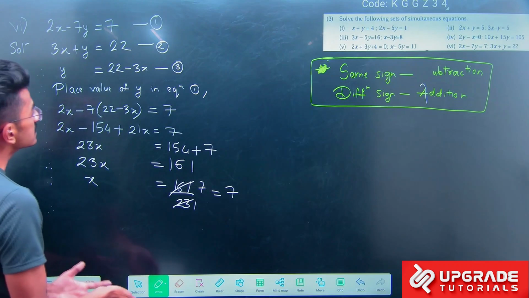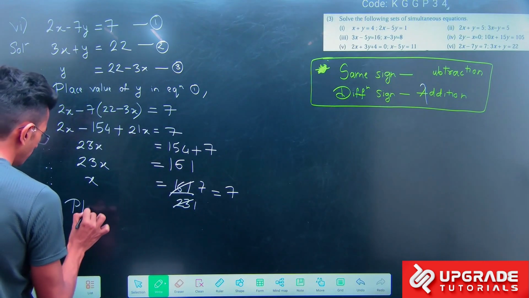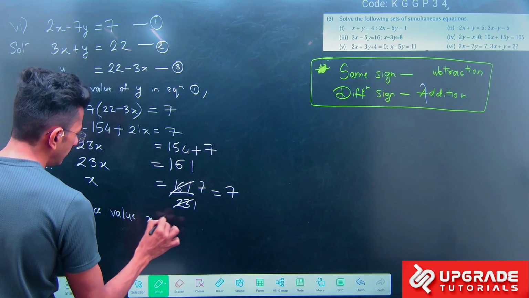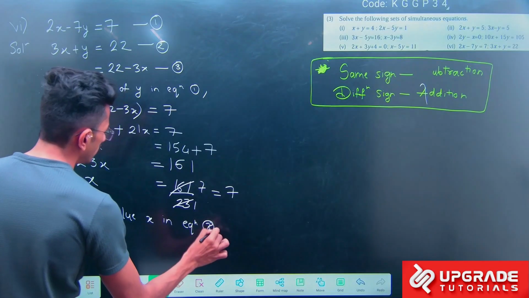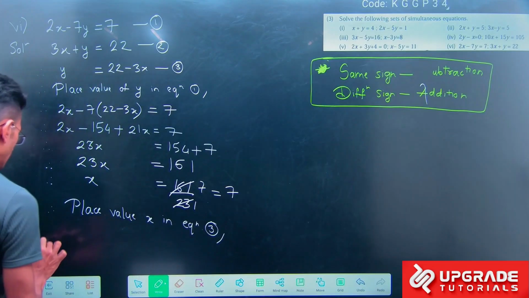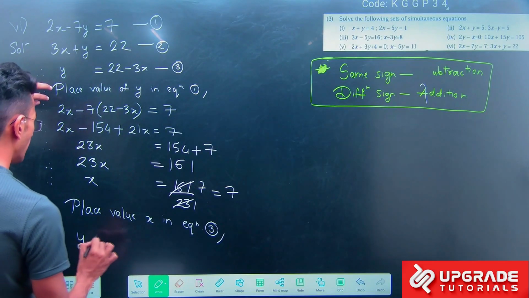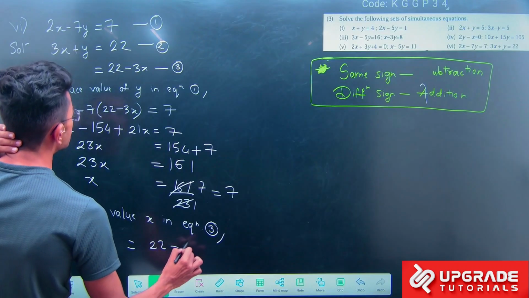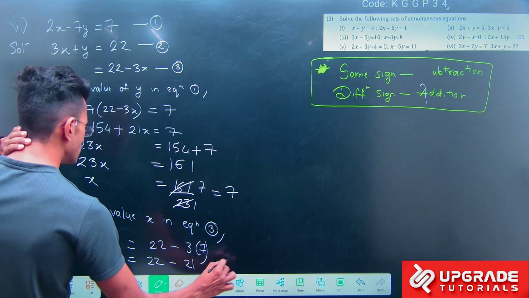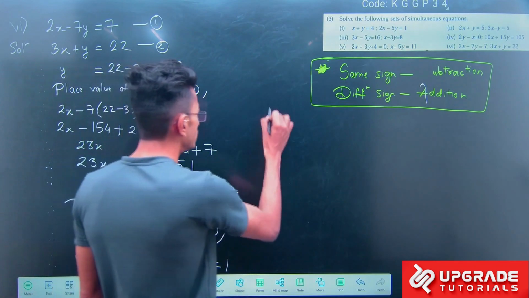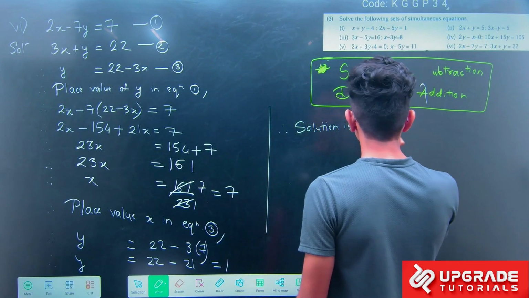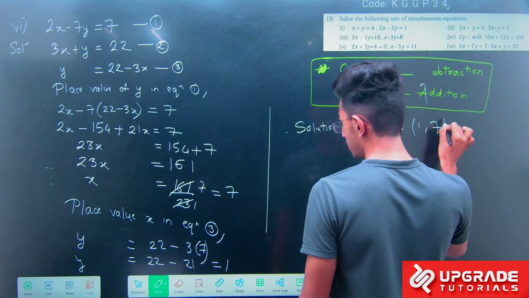Now place the value of x in equation 3. You can place the value of x in any one equation. Equation number 3. Therefore, what is equation number 3? y is equal to 22 minus 3 into x. What is x? 7. That is 22 minus 21, which is 1. Therefore, what is our solution? Therefore, the solution is (x, y), which is (7, 1).